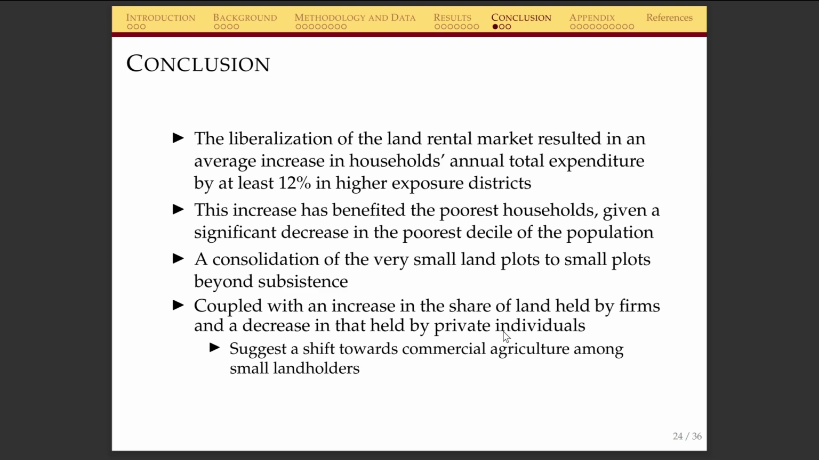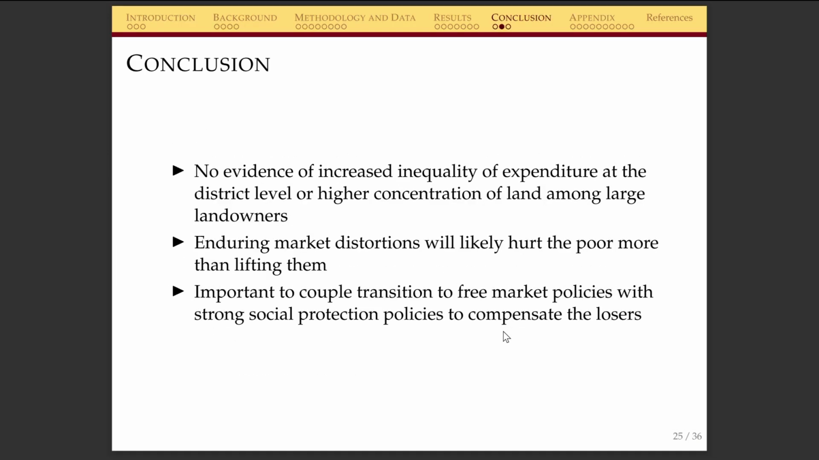To conclude, I find that the liberalization of the land rental market resulted in an average increase in households' annual total expenditure by at least 12% in higher exposure districts. This increase has benefited the poorest households, given a significant decrease in the poorest decile of the population. A consolidation of the very small land plots to small plots beyond subsistence, coupled with an increase in the share of land held by firms and a decrease in that held by private individuals, suggests a shift towards commercial agriculture among small landholders. There is no evidence of increased inequality of expenditure at the district level or higher concentration of land among large landowners.